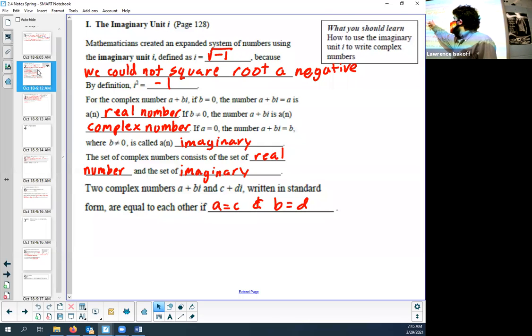For the complex number a plus bi, if b equals 0, that would mean it's just a plus 0i, which is a, which is just a real number. If b is not equal to 0, then you have a complex number.